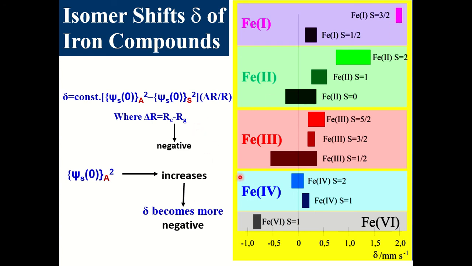Similarly, if we consider Fe6+, it has a d2 configuration, and so the least shielding is achieved in this case. So the electron density increases. This psi s square of the absorbing species minus the source is a positive term, and the maximum positive value will be obtained for Fe6+, and so overall the isomer shift will be most negative in this case, Fe6+.